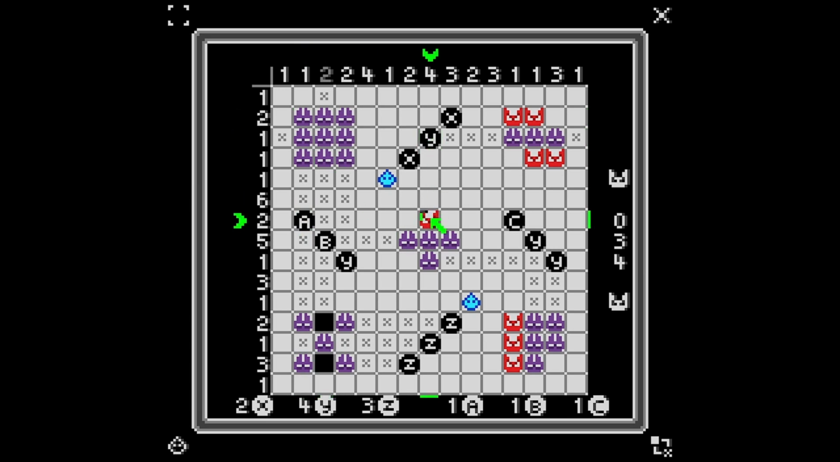What about this one? Well, let's see. We can start here. These have to be hit by this one. And this one has to hit these. So now X is 2. These have to be hit by this one. And now C is 3.